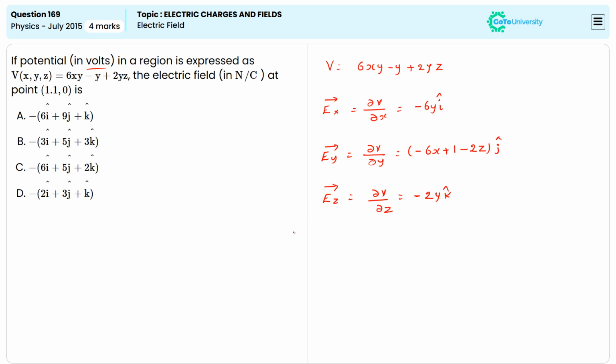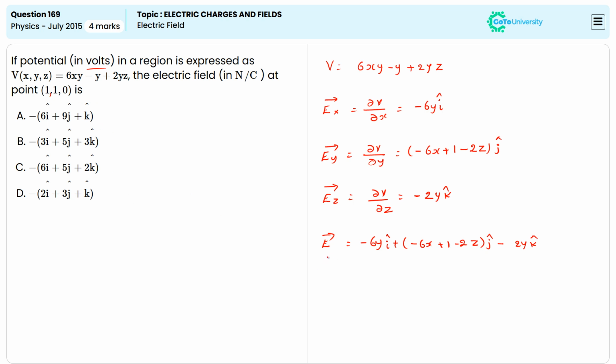Thus, the electric field E vector, we get the value: E vector is equal to -6y i cap plus (-6x + 1 - 2z) j cap -2y k cap.